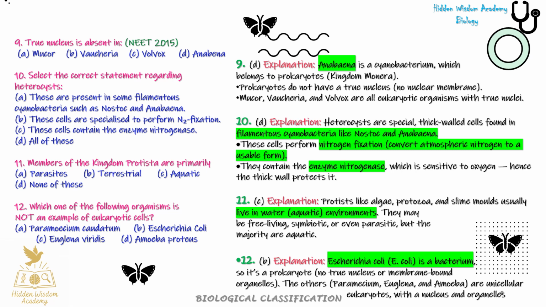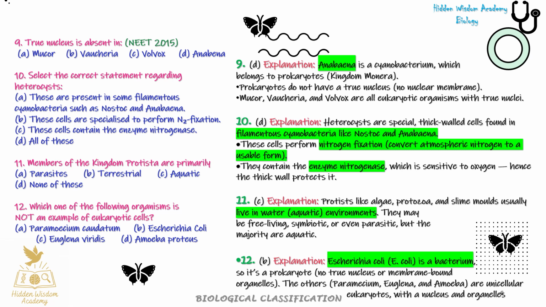9. True nucleus is absent in. This question is a PYQ. Option A. Mucor. Option B. Vaucheria. Option C. Volvox. Option D. Anabaena. Explanation: Anabaena is a cyanobacterium, which belongs to prokaryotes, kingdom Monera.